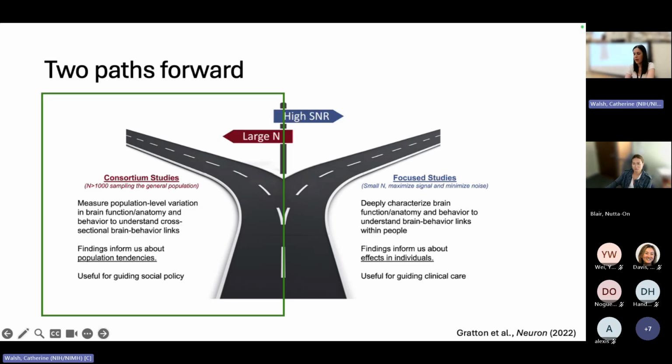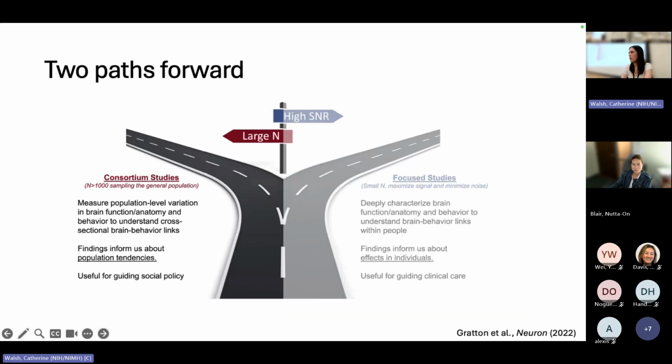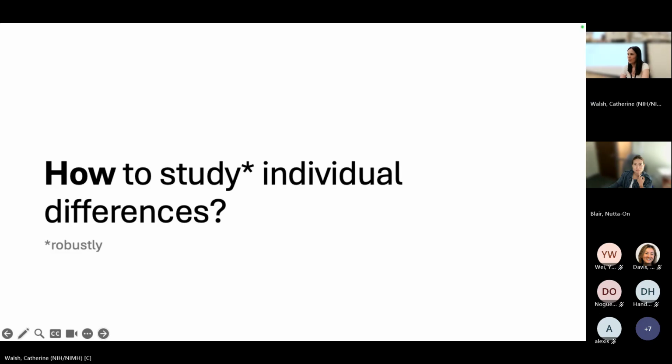They can be relevant for guiding social policy, but they also highlighted the importance of relatively smaller studies, things that are well powered, these deep sampling approaches with small numbers of people and high signal to noise for studying different kinds of questions. I'm going to talk more about these big individual differences studies, and Tyler is going to talk more about the deep sampling studies later in this talk. So going back to my third question, how can we robustly study individual differences?